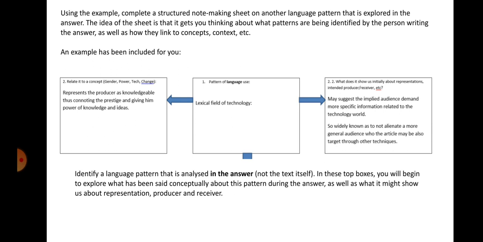Now, I've not come up with these two things on the left and the right. The answer that you've read should have elements of this. It's just a case of deconstructing it as you go along. So you would find the part where he says about it being about being knowledgeable. You'll find the part where it says about the ideas being maybe more generalized to not sort of turn away people who don't have a very, very strong knowledge of technology.